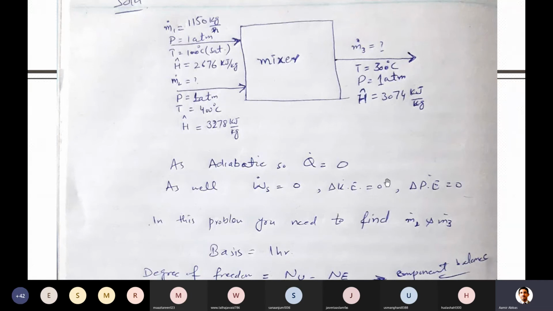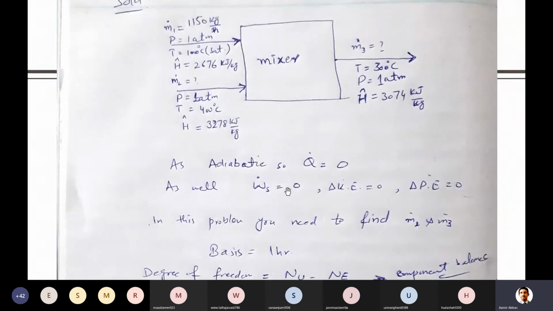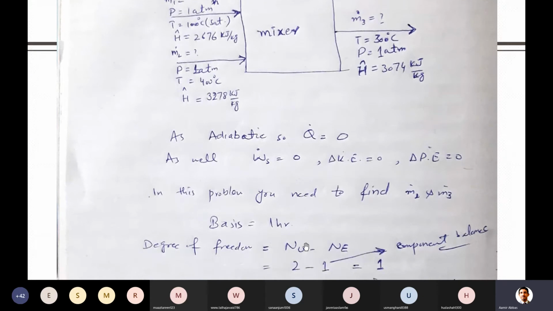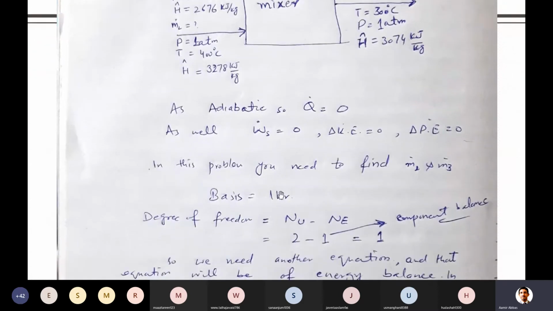As I told you, this question is a mixture of material and energy balance, and you have to solve them simultaneously. So this is what you are looking for. To solve such a problem, definitely you take a basis. Initially I took the basis. When you have a time, it's better to select a basis of time, because it was something like 1150 kg per hour. So I took the basis of 1 hour.